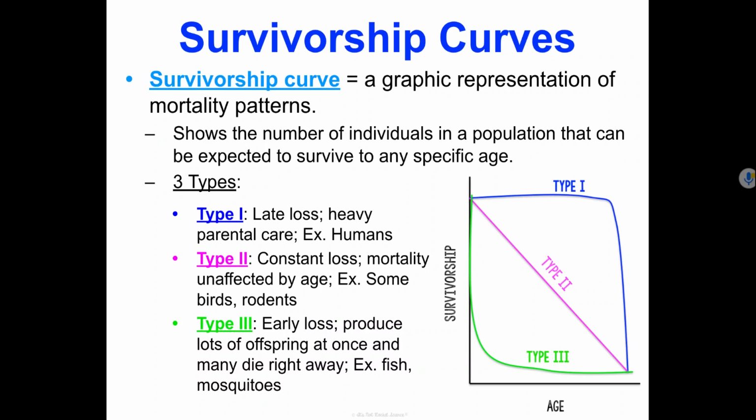Type 3 shows early loss. By that I mean many organisms in the population live relatively short lives. Also, lots of offspring are produced all at once, and many die right away because there is little to no parental care. Populations of fish and mosquitoes are great examples of this type of survivorship curve.